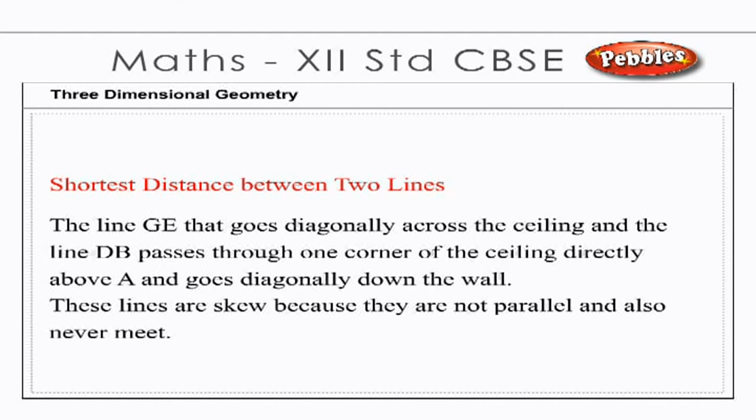Shortest distance between two lines. The line GE goes diagonally across the ceiling, and the line DB passes through one corner of the ceiling directly above A and goes diagonally down the wall. These lines are skew because they are not parallel and also never meet.